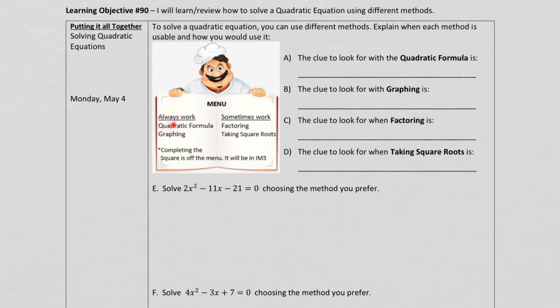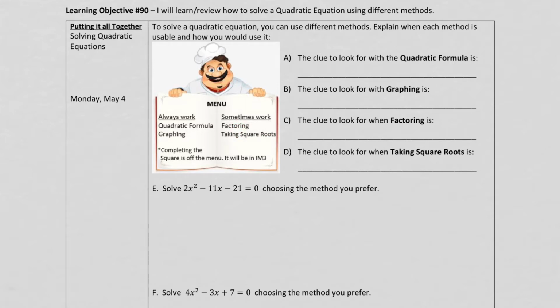Now some of these methods will always work. So the quadratic formula will always work for any quadratic, but it's kind of messy and it takes some time. Graphing will always work, but again, it can be a little bit imprecise if the graph isn't neat. But you can use Desmos and do that whenever you like also. The ones that sometimes work are factoring and taking square roots. So these are faster to use, but they don't always work.